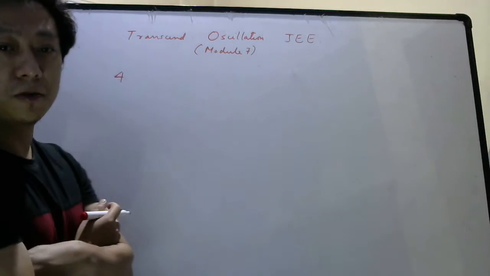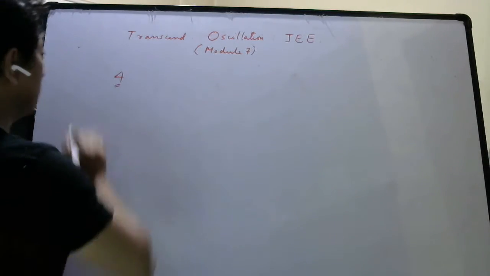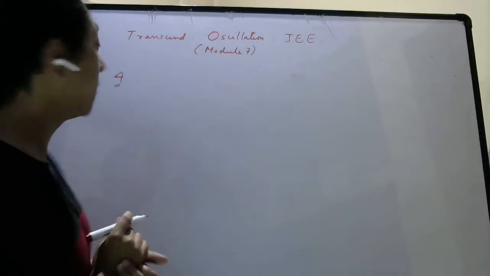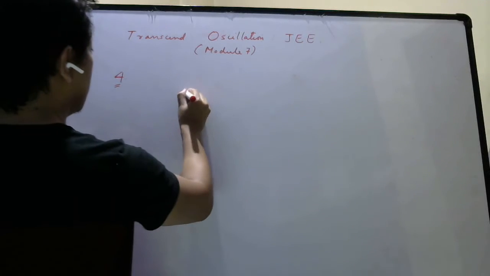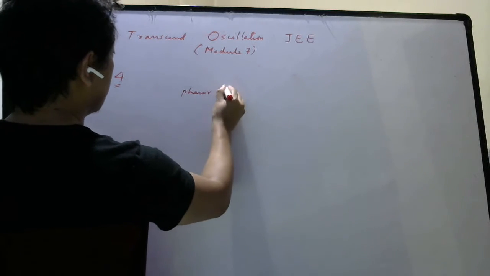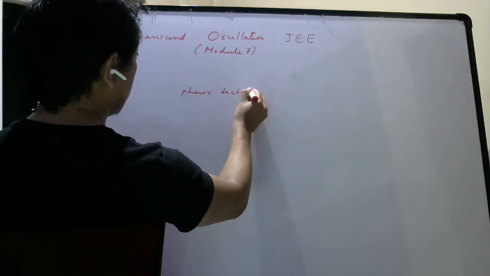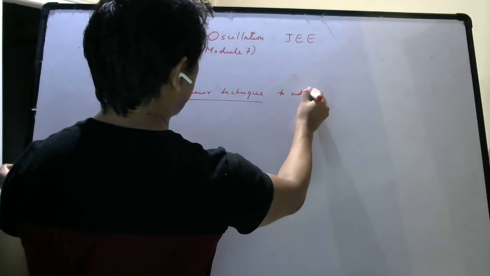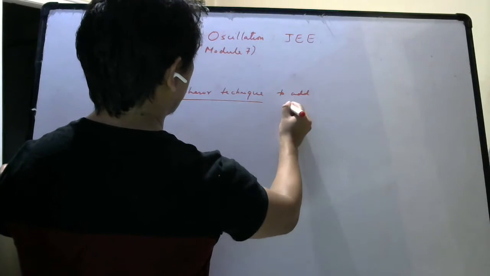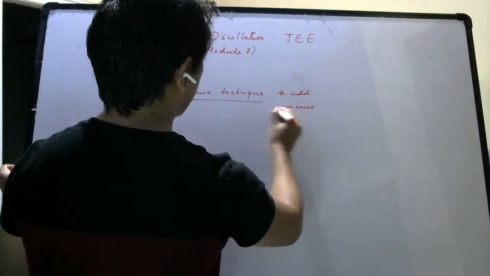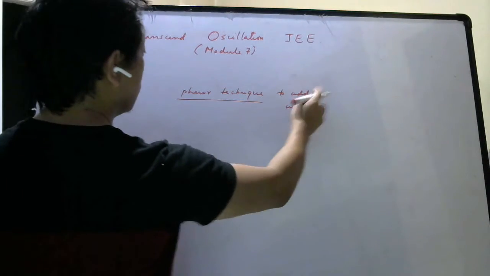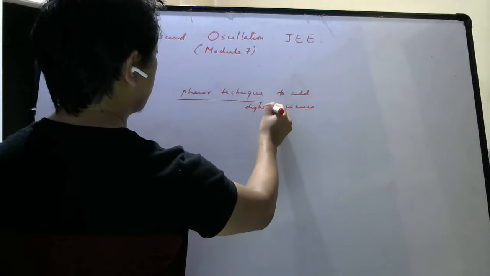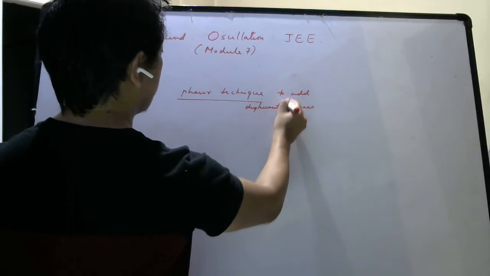Hi students, let us now solve question number 4. To solve question number 4, it is better to learn a new technique today, which is generally called the phasor technique. Phasor technique, to add 2 or more waves. Basically when I say add 2 or more waves, I mean the displacement of the waves.